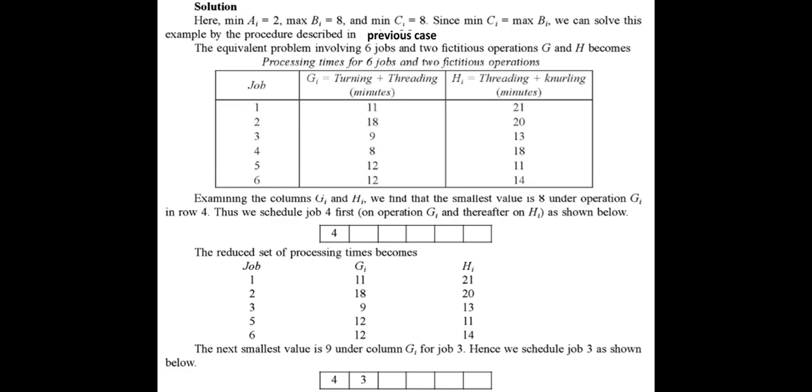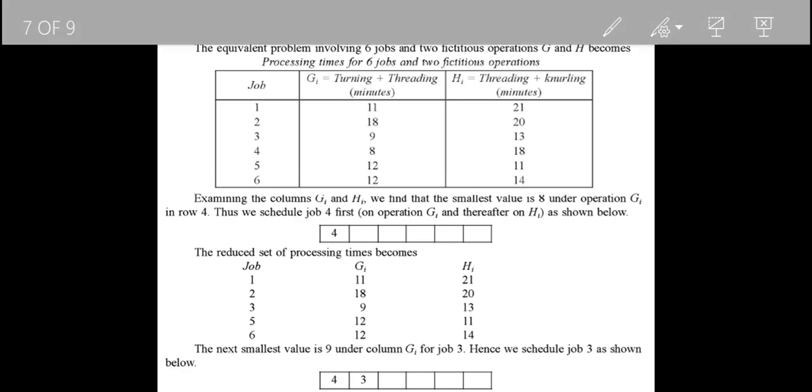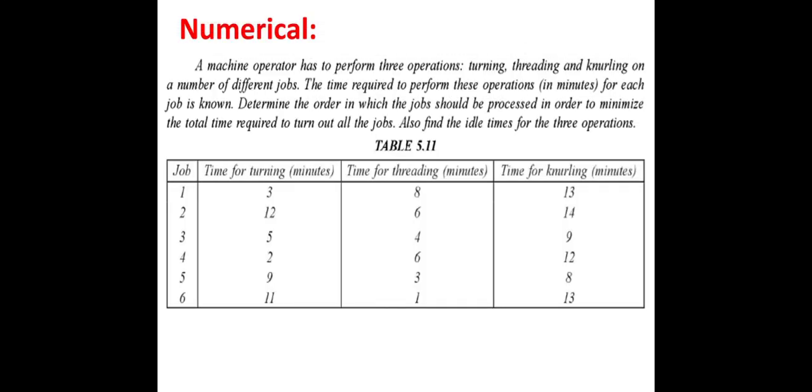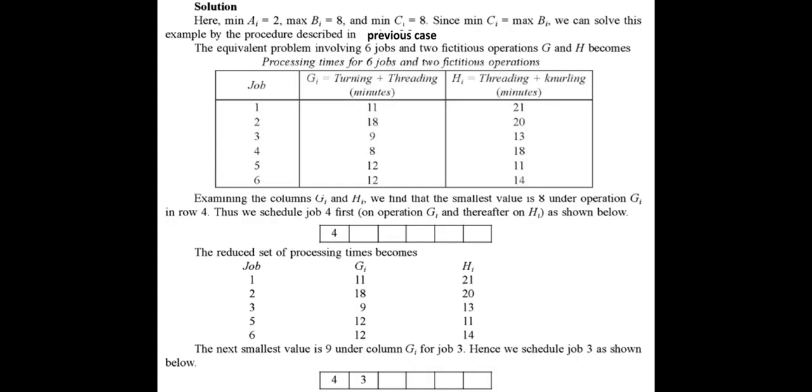In the given problem, if you observe, the minimum time for turning is 2 and the maximum time for threading is 8, and similarly the minimum time for knurling is 8. Hence, since the minimum time in C is equal to the maximum time in B, we can solve this example by the procedure described in n jobs on 2 machines.